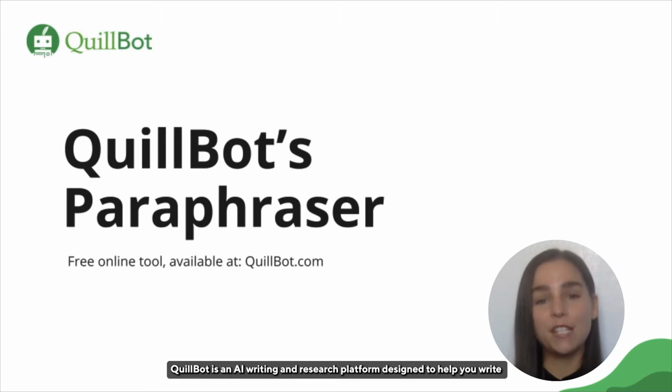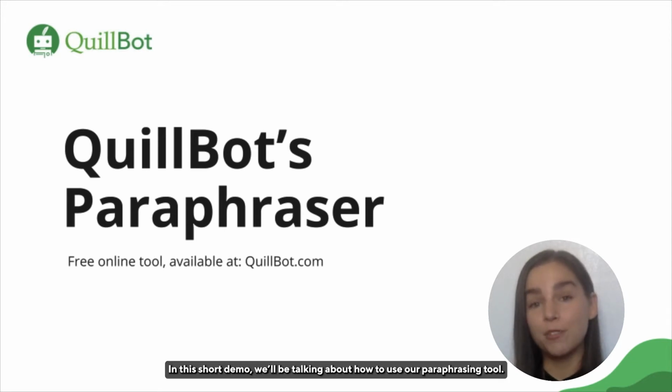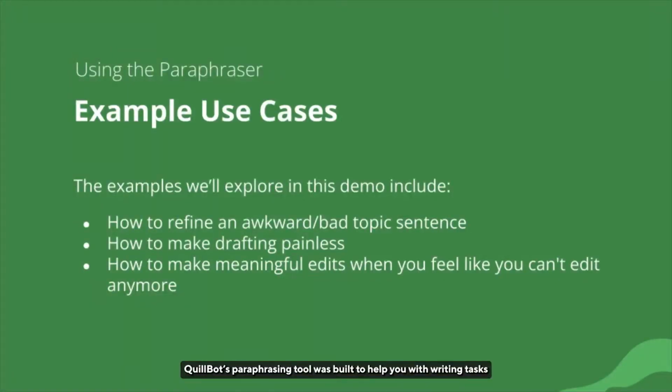QuillBot is an AI-based writing and research platform designed to help you write better, faster, and more effectively. In this short demo today, we're going to be taking a look at how to use our paraphrasing tool. QuillBot's paraphrasing tool was built to help you with writing tasks like articulating your ideas, crafting great topic sentences, and visually editing your work. It'll help you say what you want to say, how you want to say it.